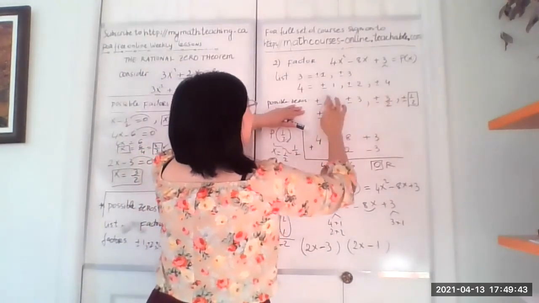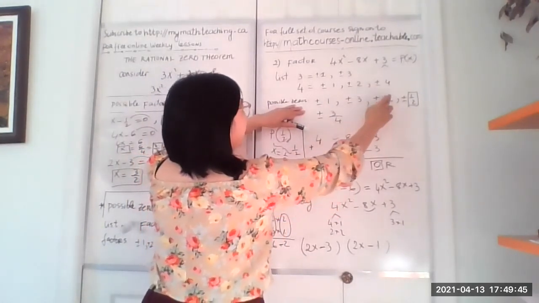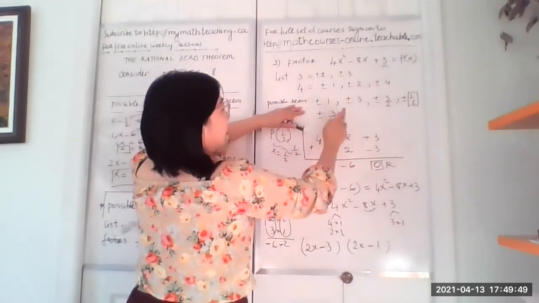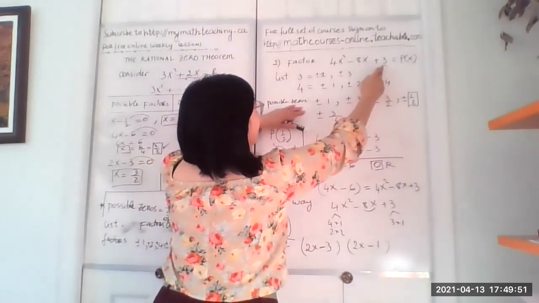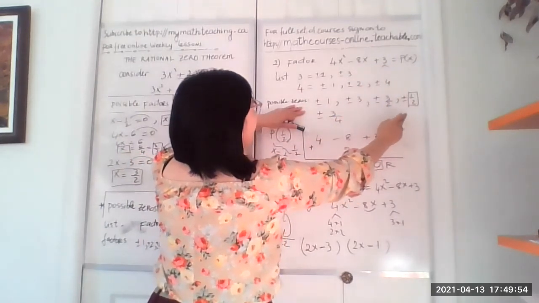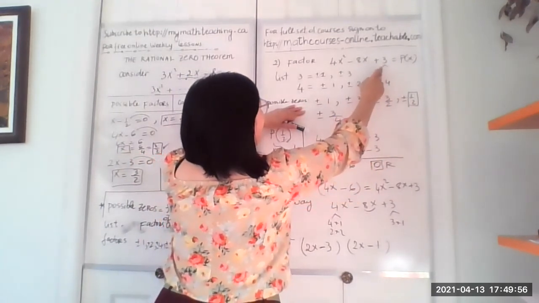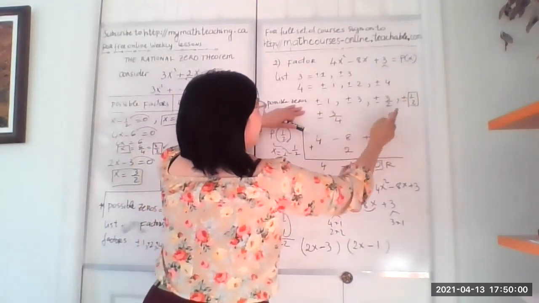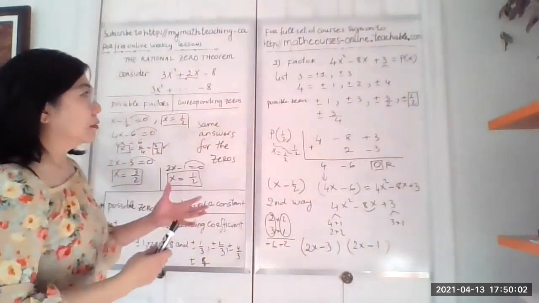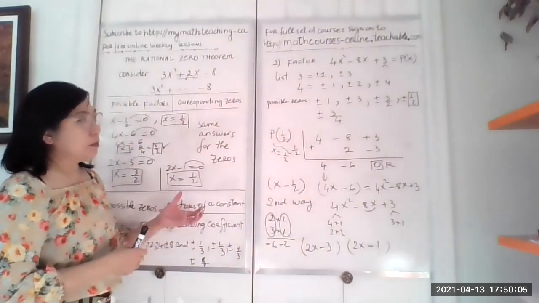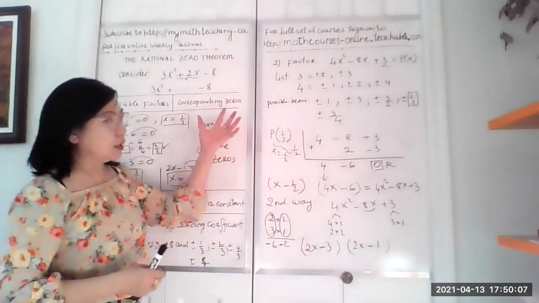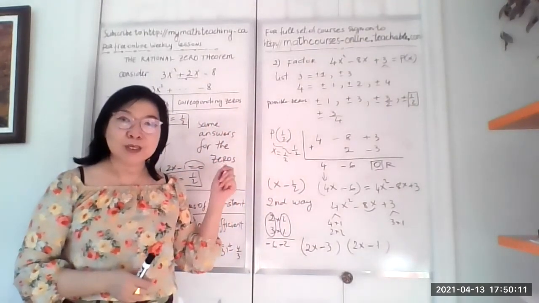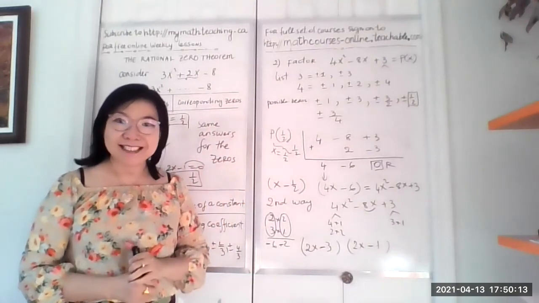You can have 1 or 3 or 3 divided by 2, because 2 is a factor of 4, right? Or 1 divided by 2, because 1 is a factor of 3 and 2 is a factor of 4. So 1/2. That is the possibility. You can pick it to guess so that you can start the synthetic division. So that is the purpose of the lesson today.